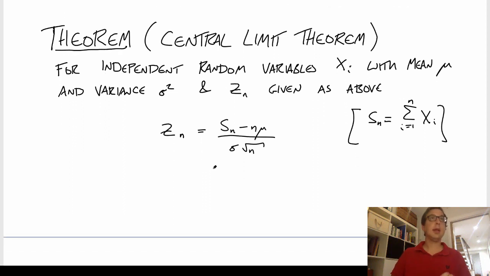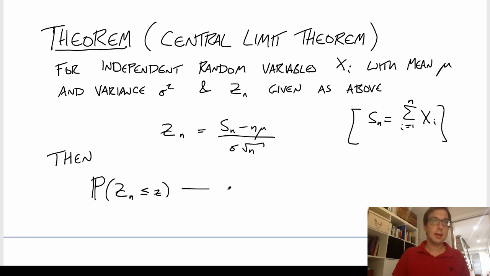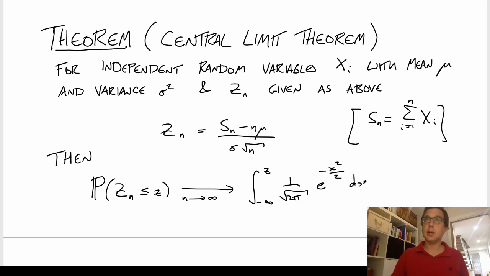Okay, then the probability that Zn is less than some number, let's say z, as n goes to infinity, goes to a normal distribution. It goes to the integral from minus infinity to z, 1 over square root of 2 pi e to the minus x squared divided by 2 dx. Right?